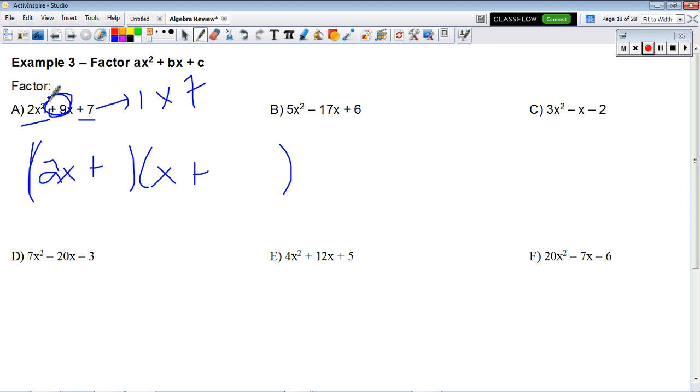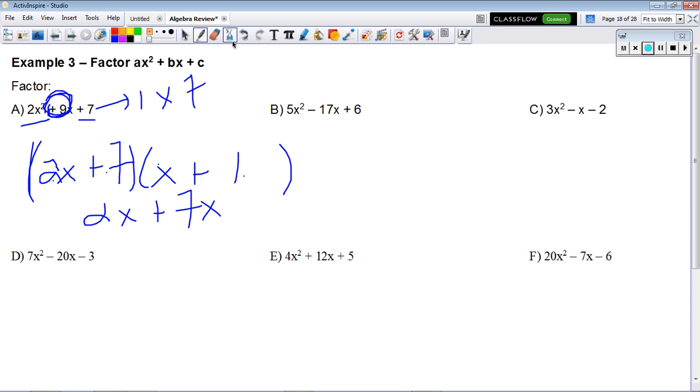So if I were to put a 7 here and a 1 here, and I go to do the outside-inside part of the FOIL, 2x times 1 would be 2x, 7 times x would be 7x, and when you put that together, that equals 9x. So that's the answer for part A.